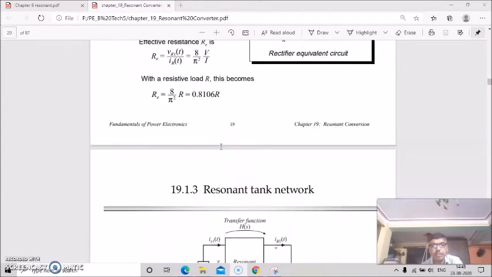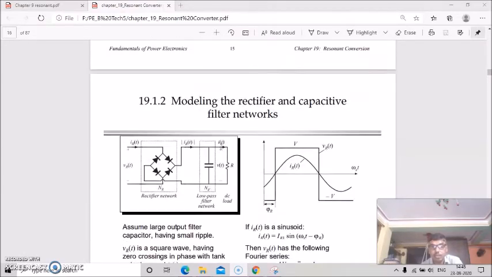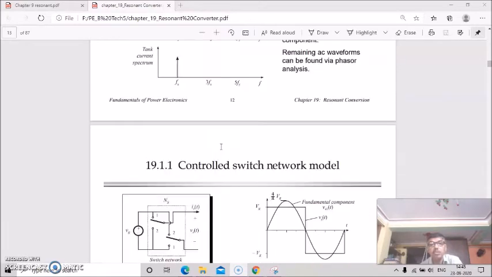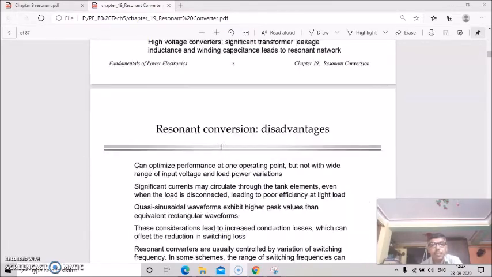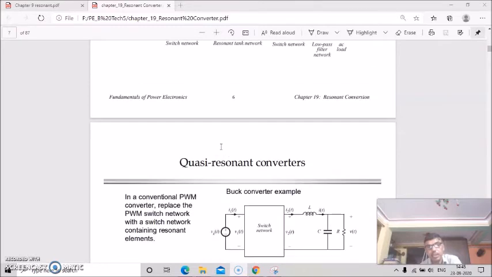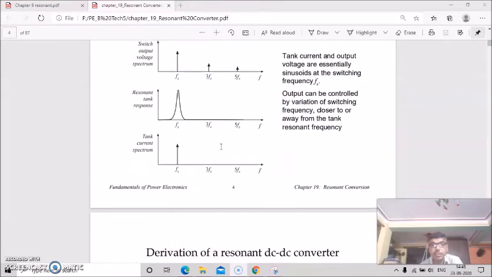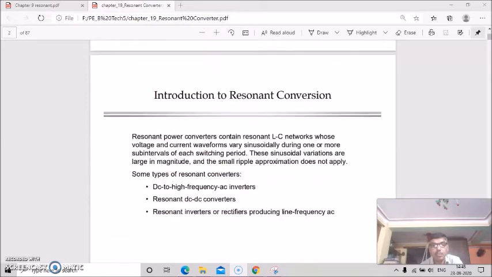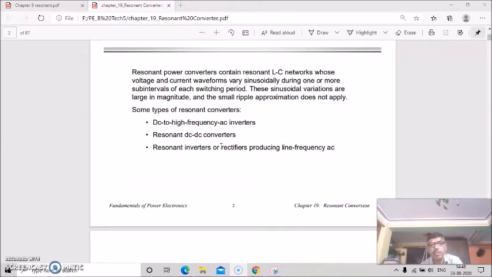Once again I am repeating the entire thing we have discussed so far. Basically, why resonant conversion, what are the advantages and disadvantages, and what is the basic conversion process will be discussed. Resonant power converters contain resonant LC networks with voltage and current waveforms that vary sinusoidally during one or more sub-intervals of each switching period. These sinusoidal variations are large in magnitude, and the small ripple approximation does not apply.